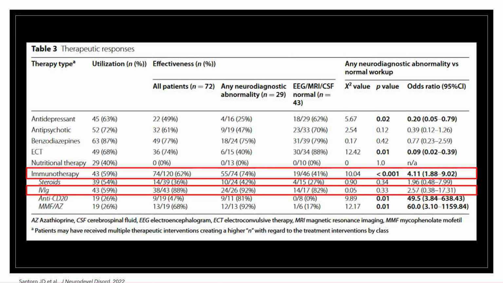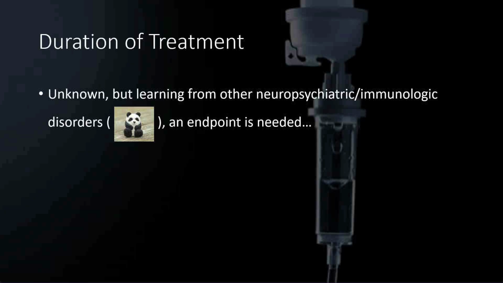And the biggest response was not in steroids, as one would classically expect for immune therapy, but it was in IVIG. And it's notable that persons who had a neurodiagnostic abnormality, I want to note that 92% responsivity, right? Compared to those who had otherwise normal studies who still had a response rate of 82%. It's a very important clue that, hey, there's something that seems to be going on here in response to immune therapy. But obviously the question is, well, what's the endpoint, right?